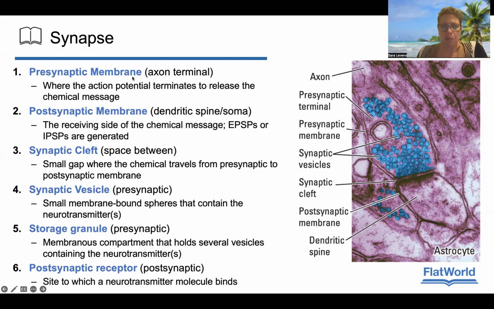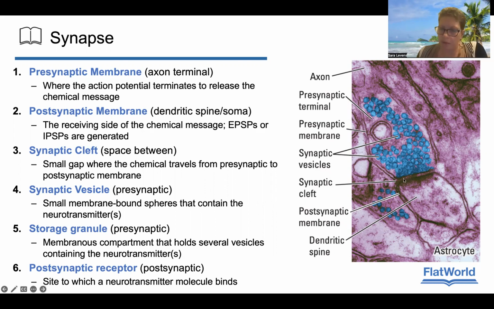The presynaptic membrane is basically right here. It's at the axon terminal, which is the end. You can see this presynaptic membrane wraps all the way around. And then you have the presynaptic terminal, which is where some of these were released from.